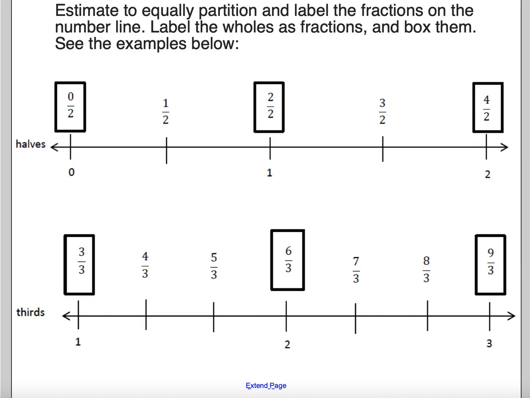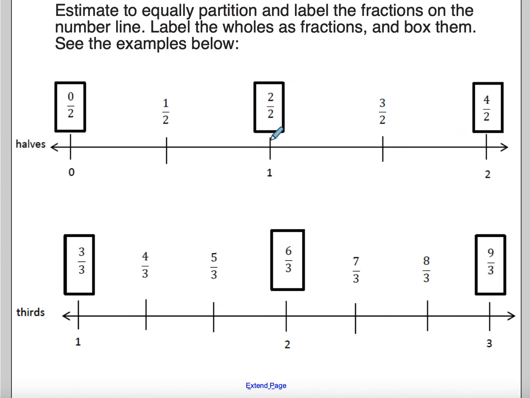All right, so let's get started with our lesson. So here we have an example. In today's lesson, we're going to estimate to equally partition and label the fractions on the number line. Then we're going to label the wholes as fractions and box them. So I have two examples here of how that would look. So that way when I model, it's not so confusing.